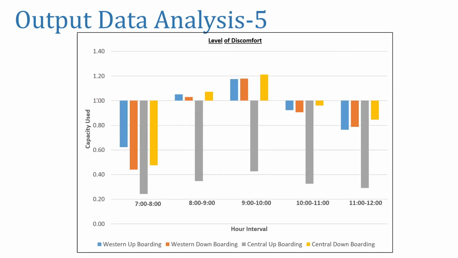So we try to make a baseline, the one which shows, we can say, a neutral experience. If this capacity used ratio is greater than 1, we can say these bars lie in the discomfort zone. And if this ratio is less than 1, we can say here our train capacity is underused.